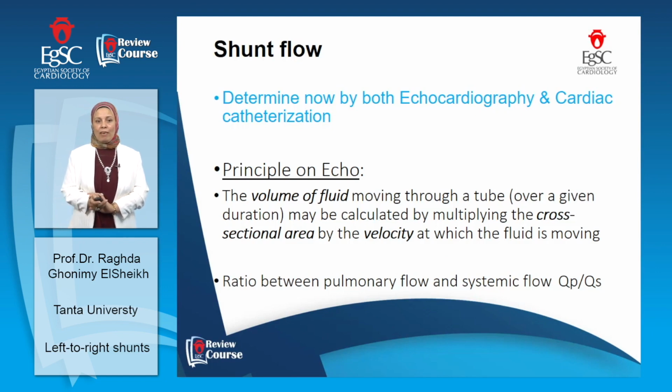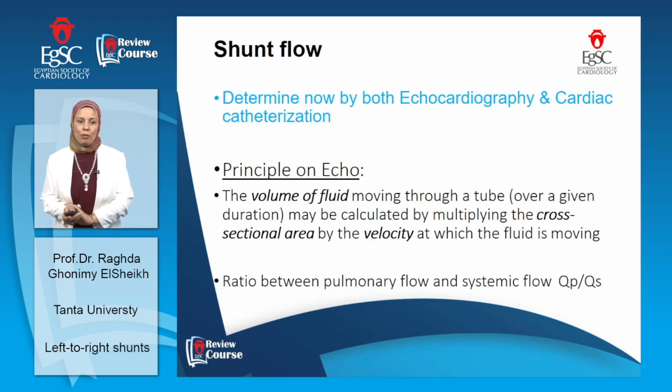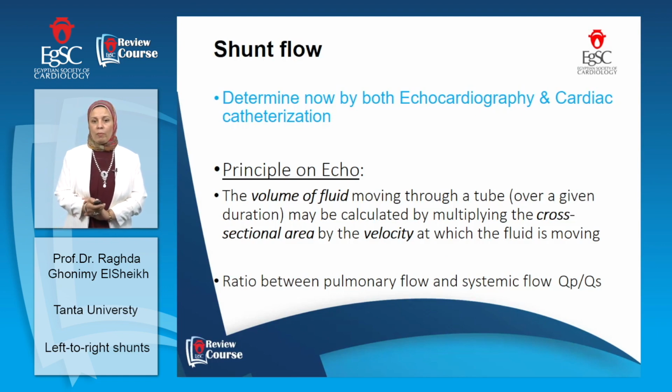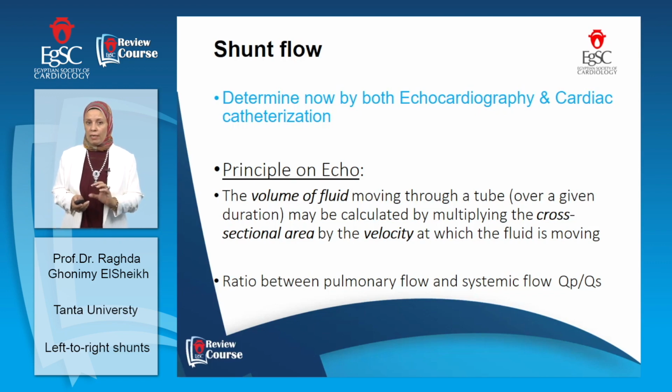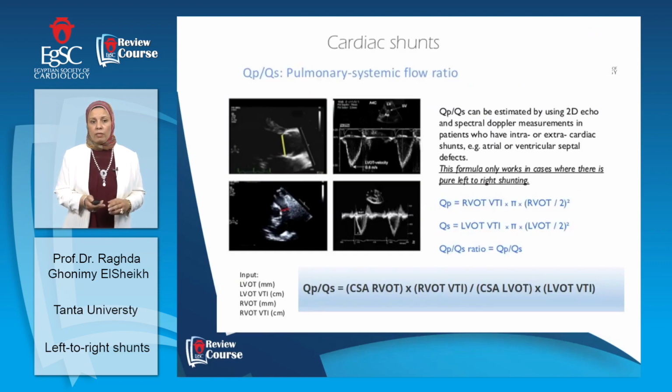In the echo, we have a principle that tells us the volume of blood moving in a certain tube can be calculated by multiplying the cross-sectional area of that tube with the velocity of fluid moving inside this tube. So we can get the pulmonary flow and we can get the systemic flow, and you divide one over the other.